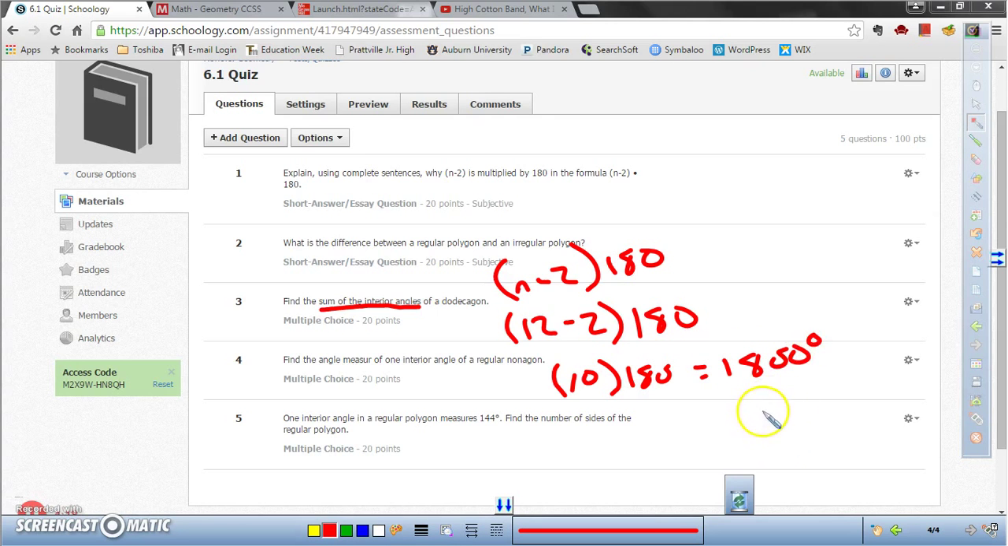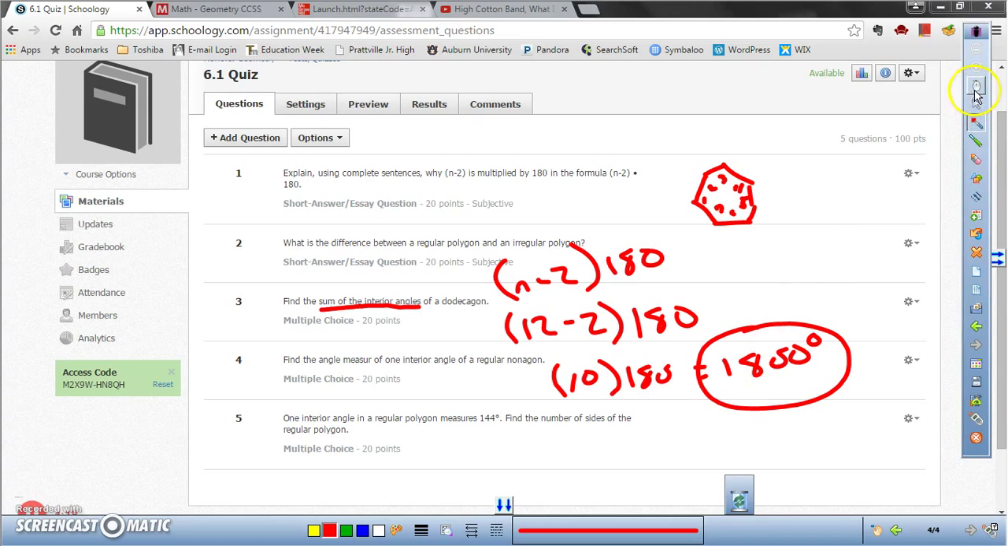What this means is if I have a 12-sided figure, and I can't draw that, so I'm not even going to try, but let's say, just for the sake of argument, that this thing does have 12 sides. If I had a 12-sided figure and I added up each angle on the inside, going around and adding up all 12 angles, then I would end up with 1,800 degrees.